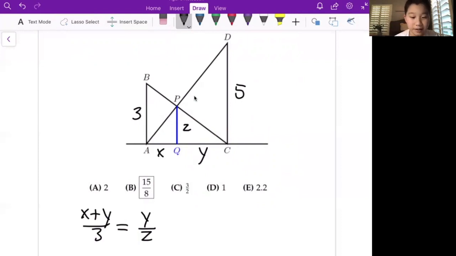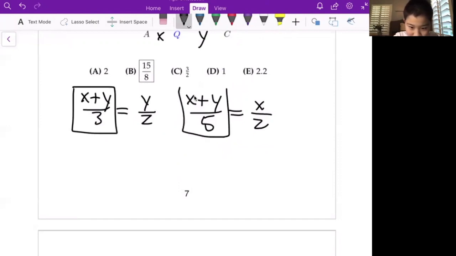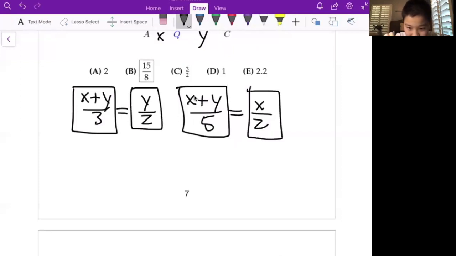Again, let's try to find another one. How about AC over D, X plus Y over 5, is equal to X over Z. Why? Well, similar triangles again. Now what do we do? You see an X plus Y here, we see an X plus Y here. How about these? Let's add them. How about X plus Y? That's a great way to make X plus Y.